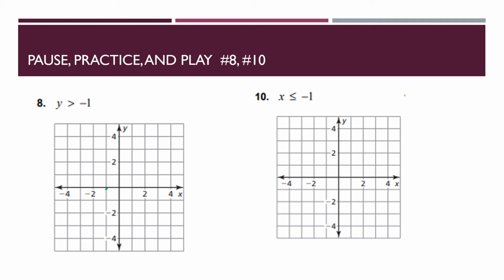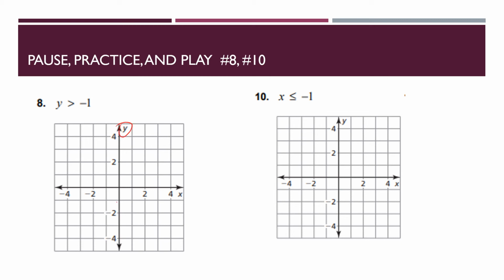Okay, -1. We're going to have a dotted line at -1. Y greater than would be everything shaded this way. On the x, oh no. Wait, I hope you caught that. I messed that up. This is actually going to be on the y-axis at -1. See, even I make mistakes sometimes.